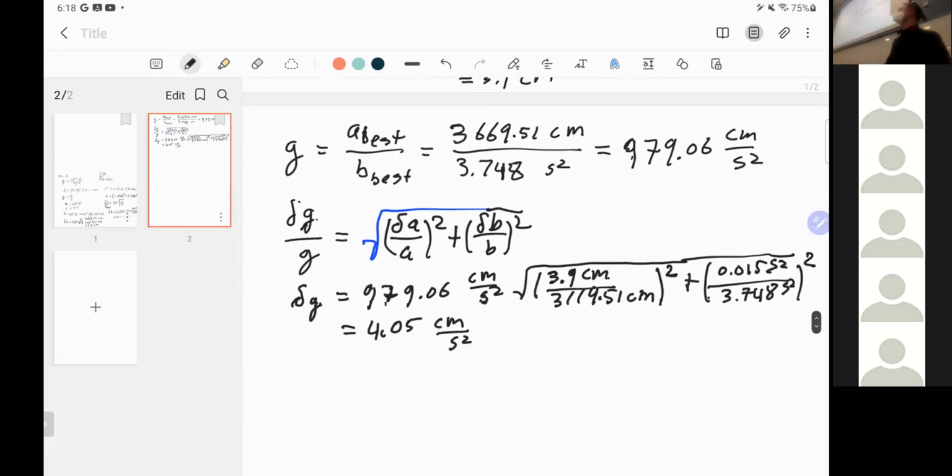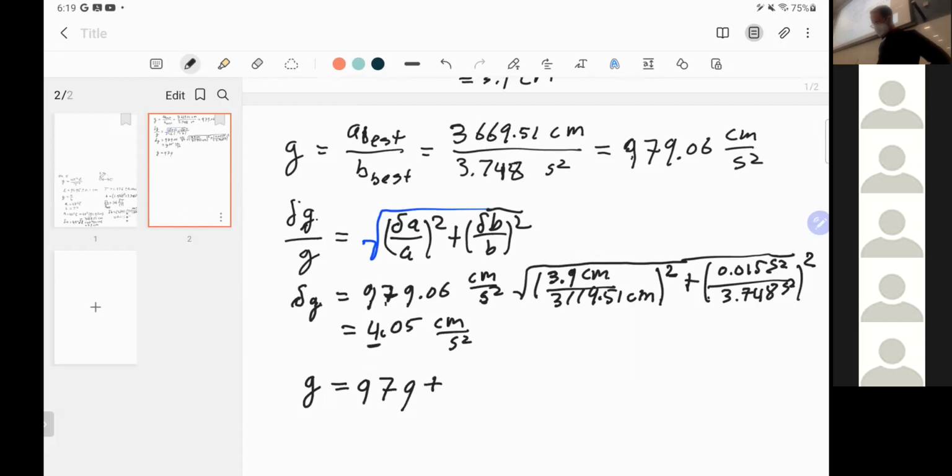Okay, so if you were writing a lab report where you were reporting the gravitational constant, how would you write it? Well, you would write G equals 979. And so the uncertainty in delta G is in the ones digit place. So you're going to round G to the nearest ones digit place. So you're just going to round to 979.